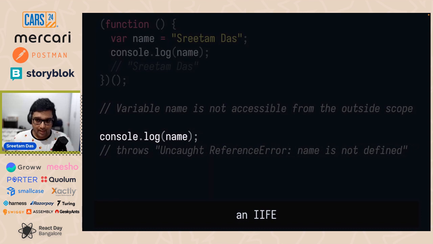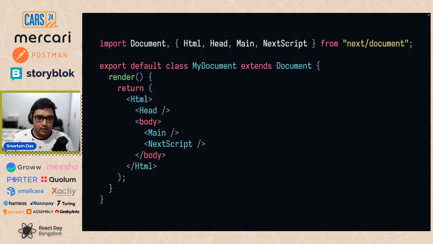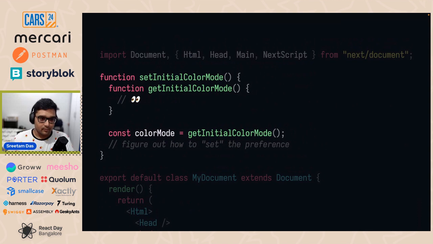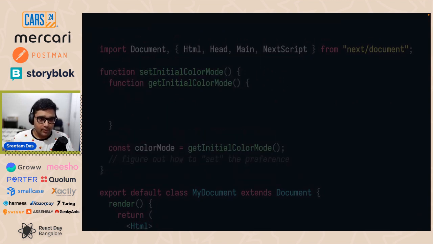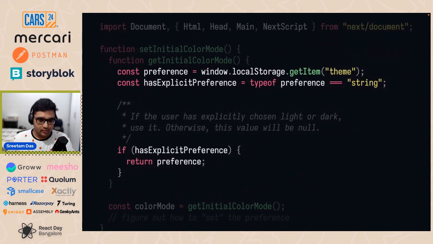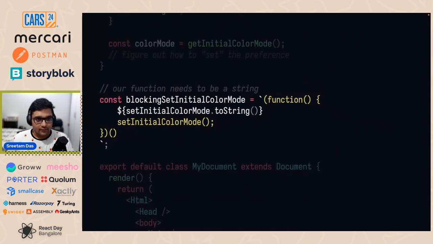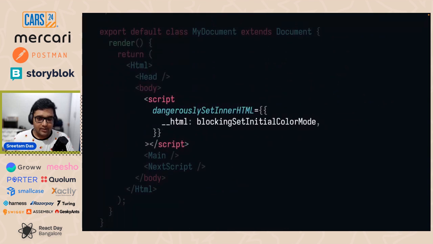Okay, so let's add what we have so far to our Next.js document. First, we'll add a function to compute and set the initial color mode. Let's start working on that. First, we'll get the saved preference if it exists. Then we'll try to get the system-wide preference. And then because our function needs to be a string, we add this particular code snippet. But we still need to figure out how to actually use this preference. That's what we'll see in the next step.